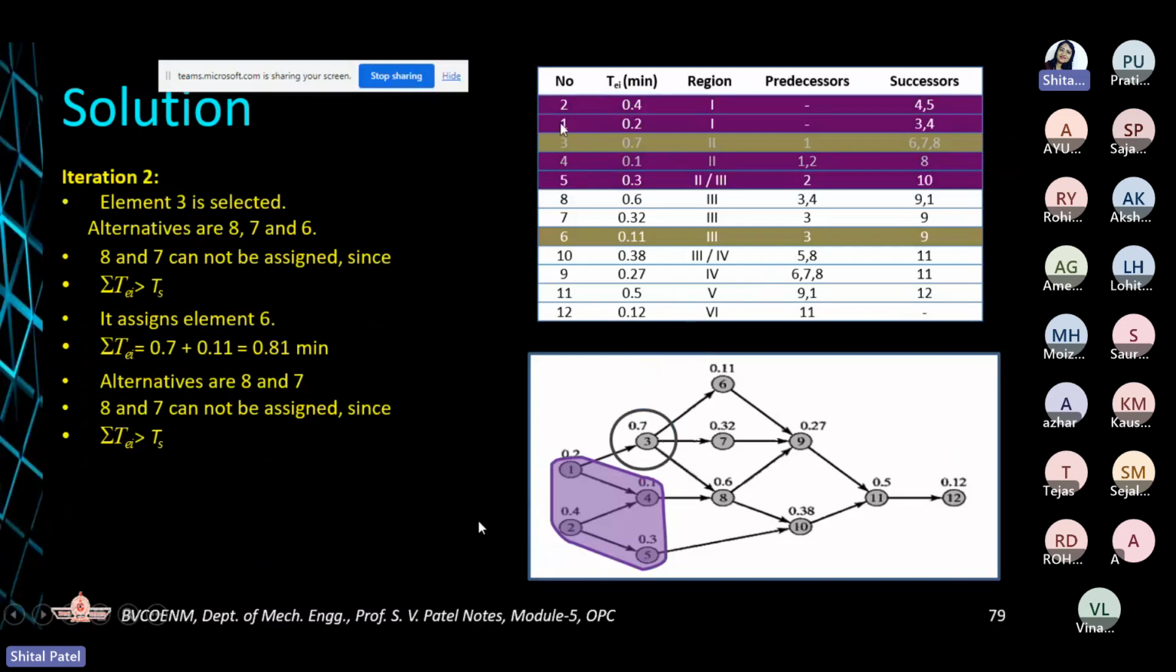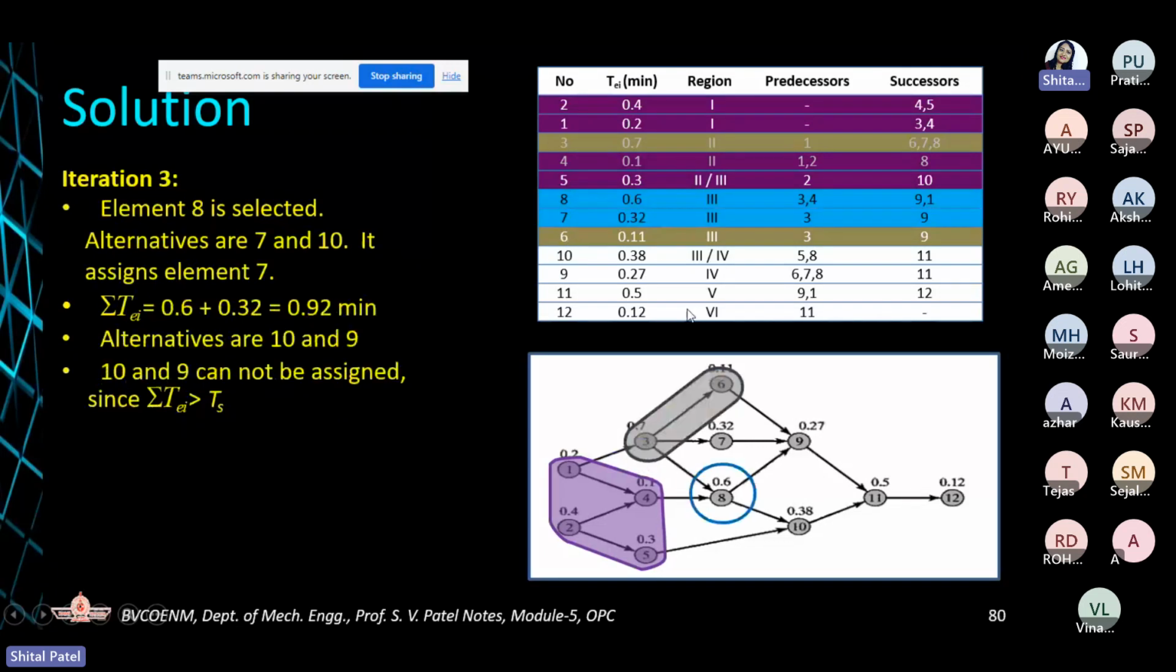Now process further. Next we are going to take activity number 3 and process further. Should I take 8? No, because it is exceeding the cycle time. 7? No. 6? Yes, of course. We can make this a group. So we have the next group in this way.